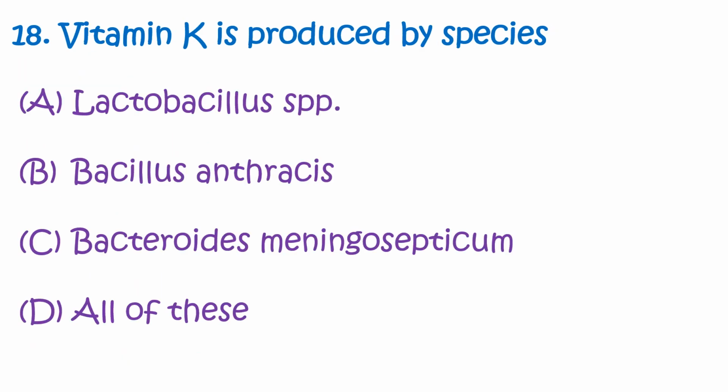Question number 18. Vitamin K is produced by species. Options are: option A, Lactobacillus species; option B, Bacillus anthracis; option C, Bacteroides, Meningosepticum; option D, all of these. And the correct answer is option A, Lactobacillus species.